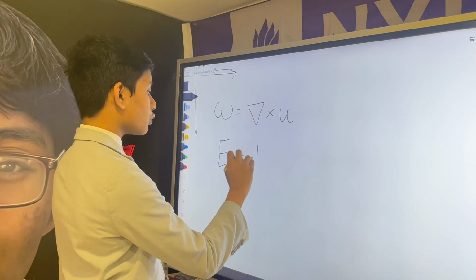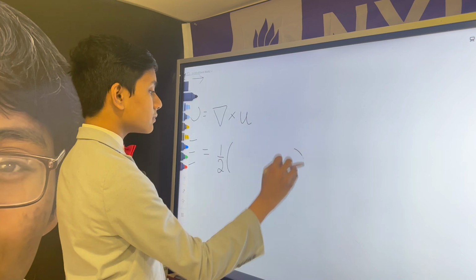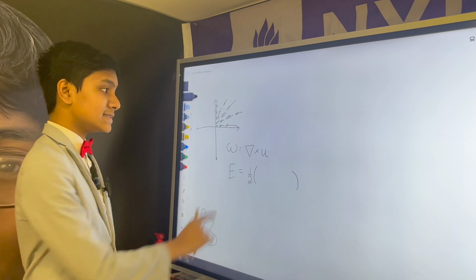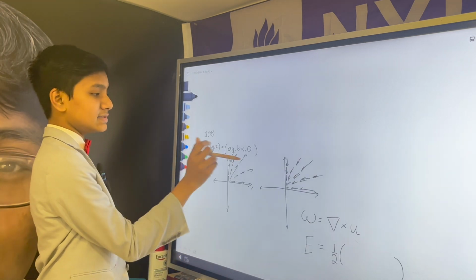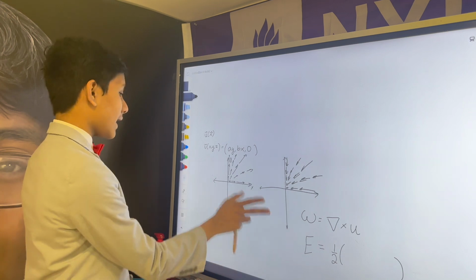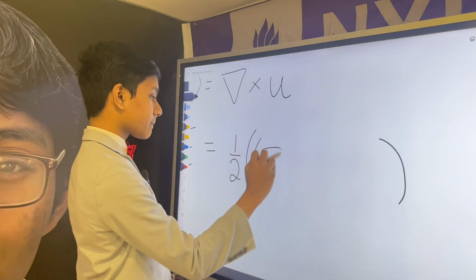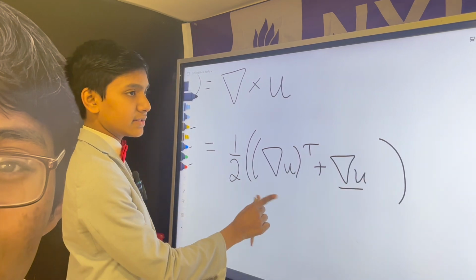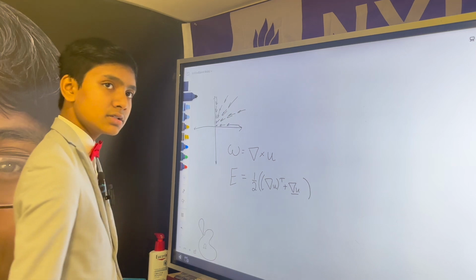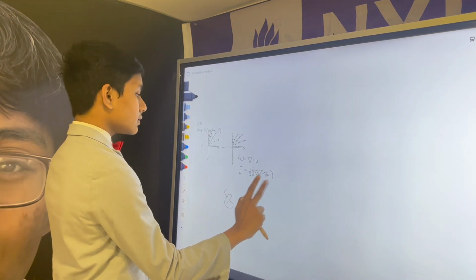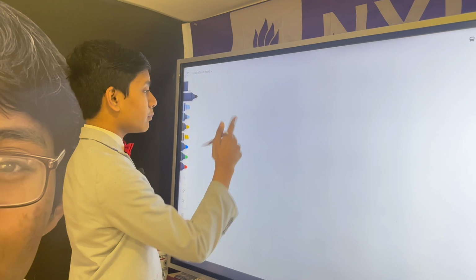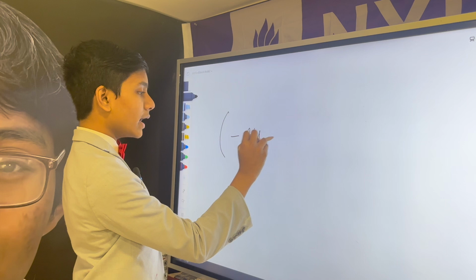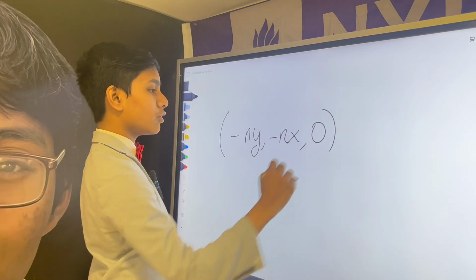So this is equal to 1/2 multiplied by, and of course, later we're going to consider velocity fields that change in time. But today we're not doing that. Yes, this is the gradient of a vector. All right. So now let's try it with a very simple problem. (-ny, -nx, 0).